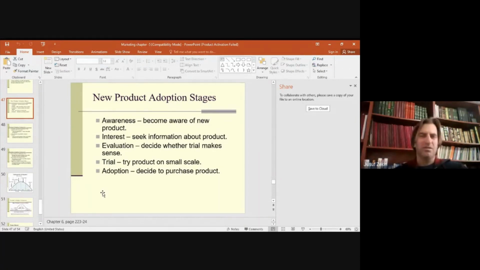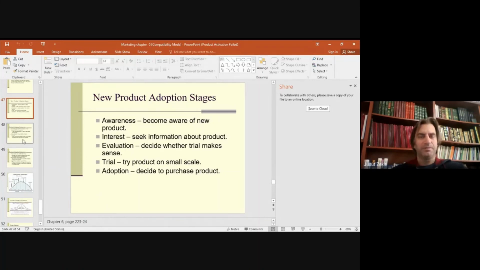So you see the first stage is awareness, when consumers become aware of a new product. And after a while, they might show interest in the product. And showing interest means they try to look for more information about the product. And then they have evaluation, deciding what product to buy, what service to get, etc. And then they have trial, they try the product, and finally they have the adoption stage.